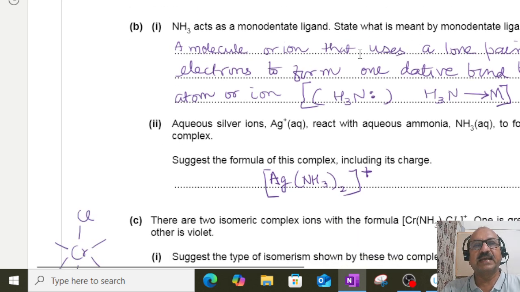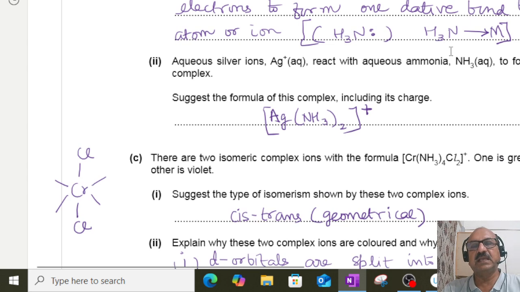Now what is a monodentate ligand? Obviously it forms one dative bond and it has one lone pair of electrons. So a molecule or ion that uses one lone pair of electrons to form a dative bond to a metal atom or ion is a monodentate ligand. We have bidentate and multidentate ligands also.